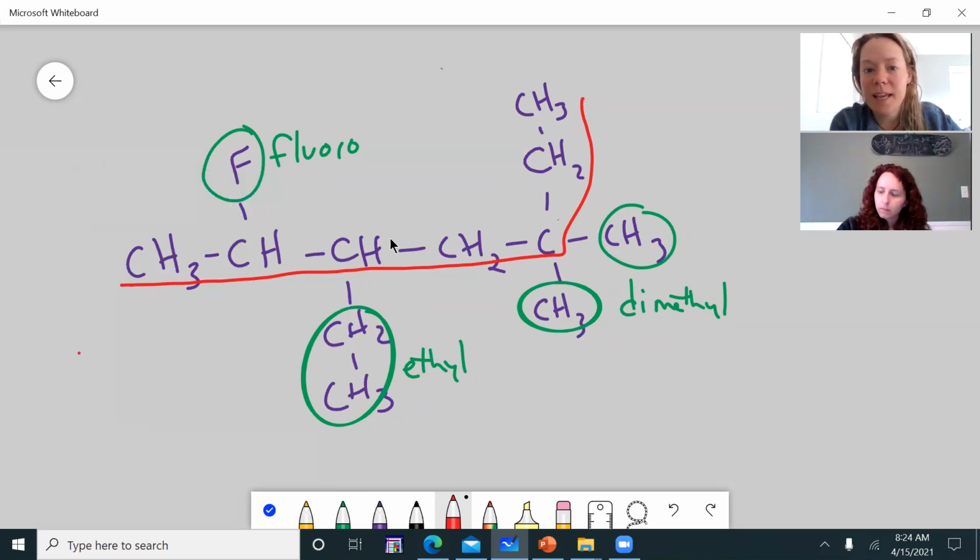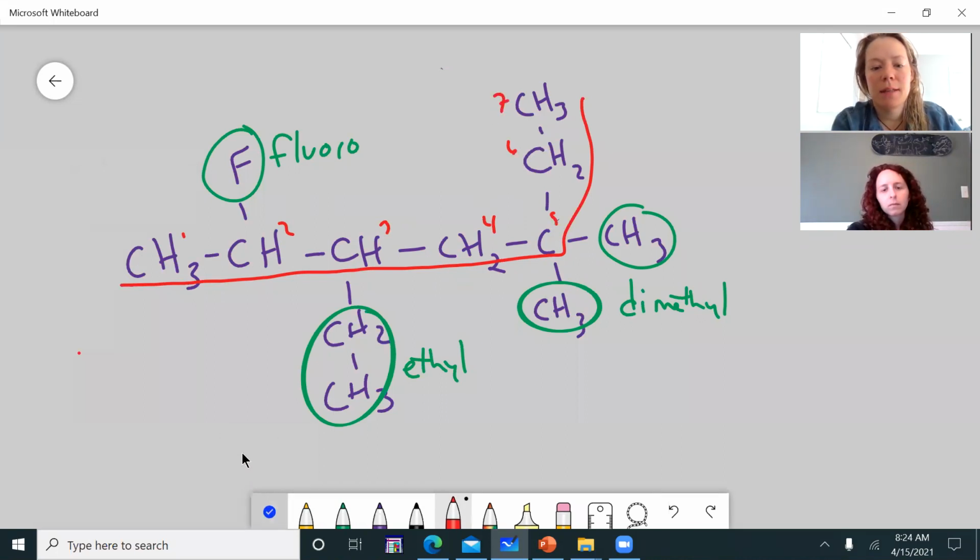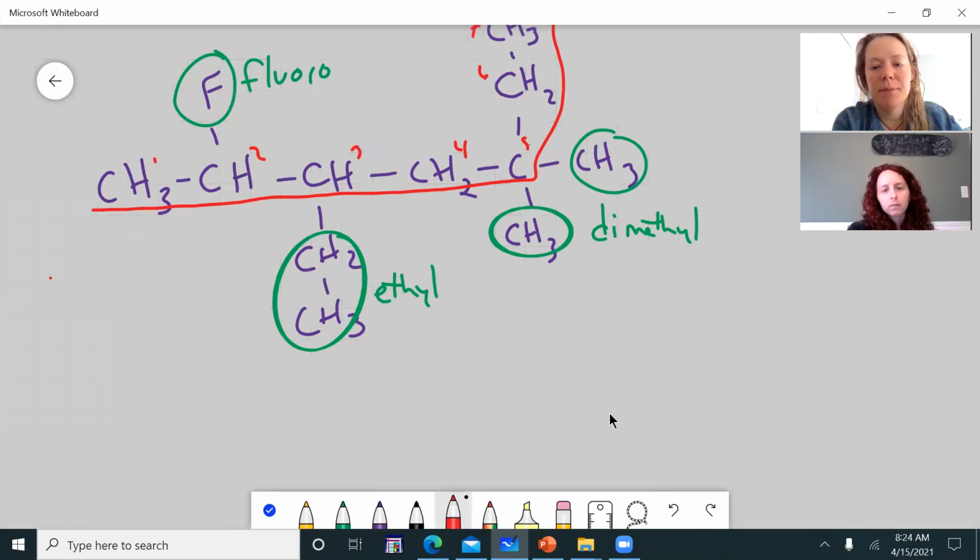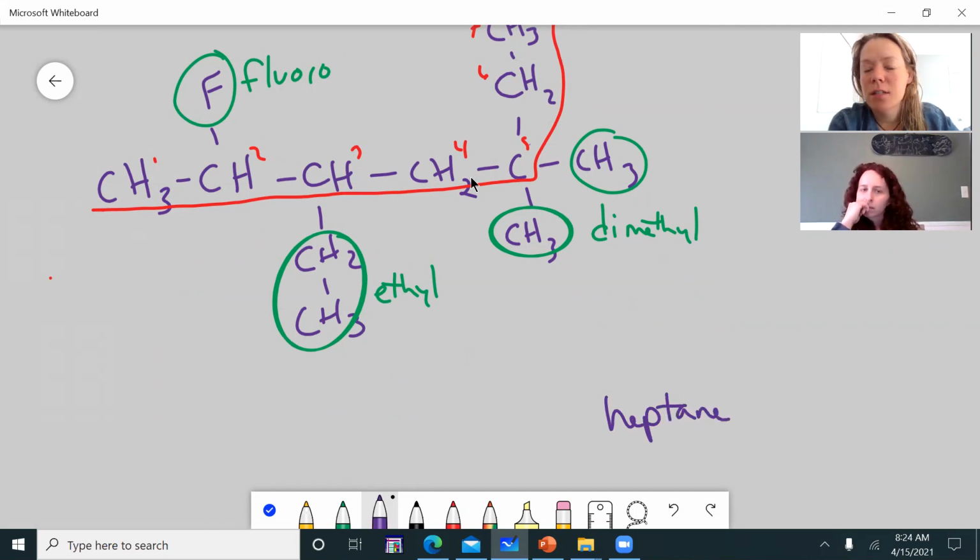If you want to, you can always name them both ways and then just see which one where the numbers are lower. So this is going to be carbon 1, 2, 3, 4, 5, 6, and 7. So again, 7 is heptane. This is a heptane chain, just like the previous heptane chain, but this would have totally different properties because of its accessories. So we need to talk about the accessories.